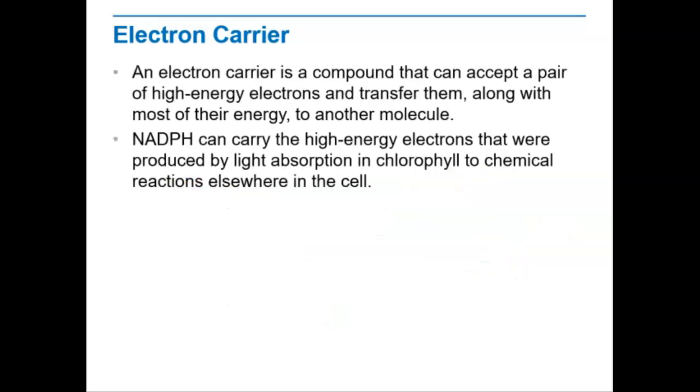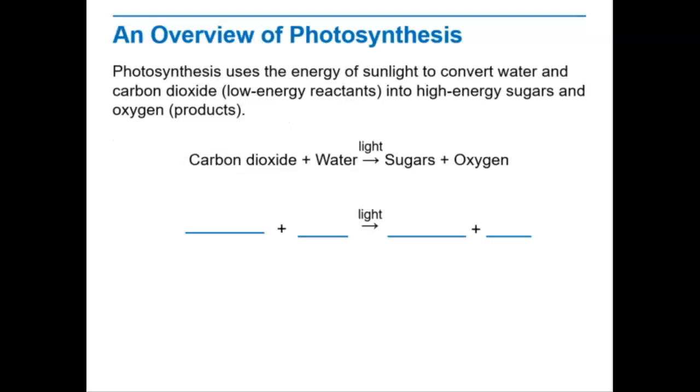All right, so an electron carrier is a compound that can accept a pair of high energy electrons and transfer them along with most of their energy to another molecule. NADPH, like I have said, is the most common one. It can carry the high energy electrons that were produced by light absorption in chlorophyll to chemical reactions elsewhere in the cell. So that chemical reaction that we're talking about in this case would be photosynthesis, which is where plants use the energy of sunlight to convert water and carbon dioxide into high energy sugar and oxygen.